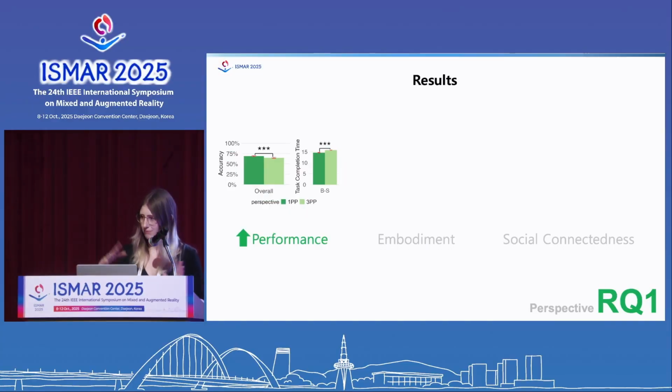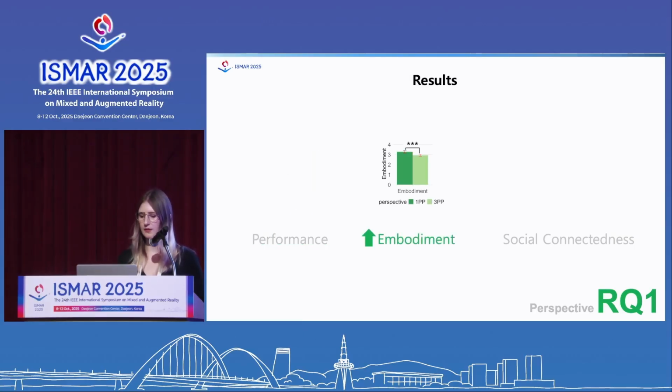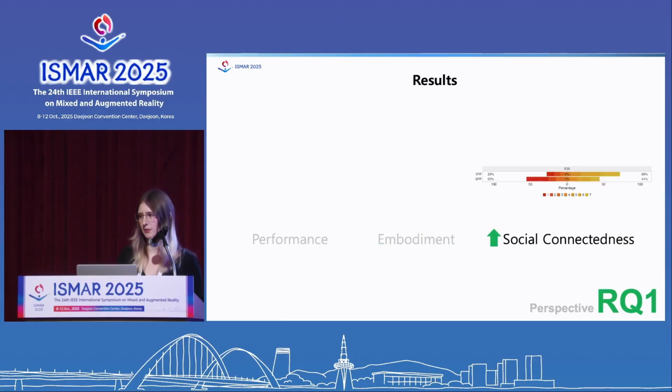For our results, we had more results, but I will just talk about the most important ones. When we look at the perspective, the performance increased, for the accuracy for example, in the first-person perspective compared to the third-person perspective, and also the time was overall shorter in the first-person perspective than the third-person perspective. When we look at embodiment, the embodiment increased in the first-person perspective and decreased in the third-person perspective, and the social connectedness also increased in the first-person perspective compared to the third-person perspective.